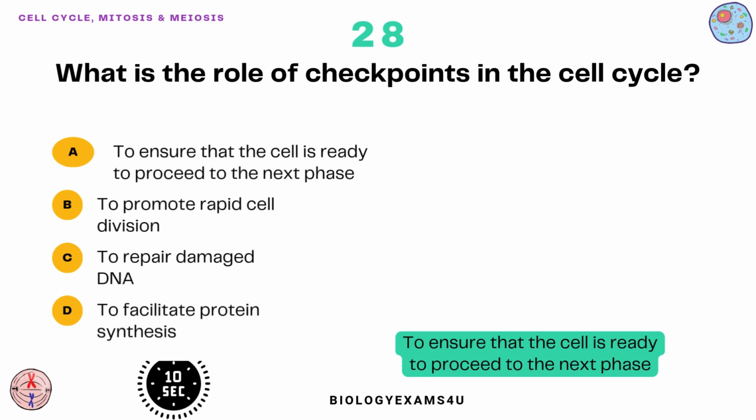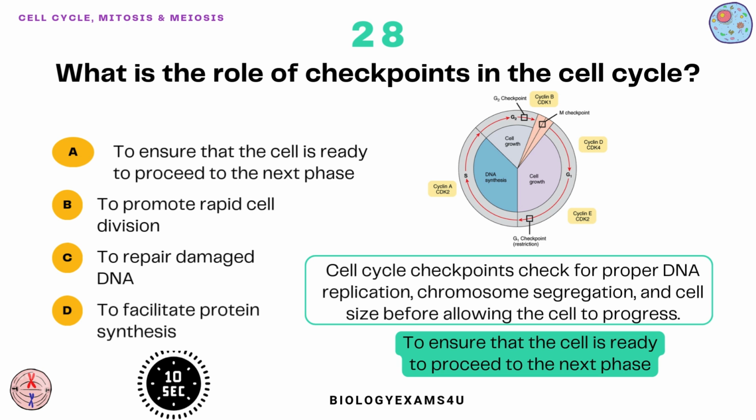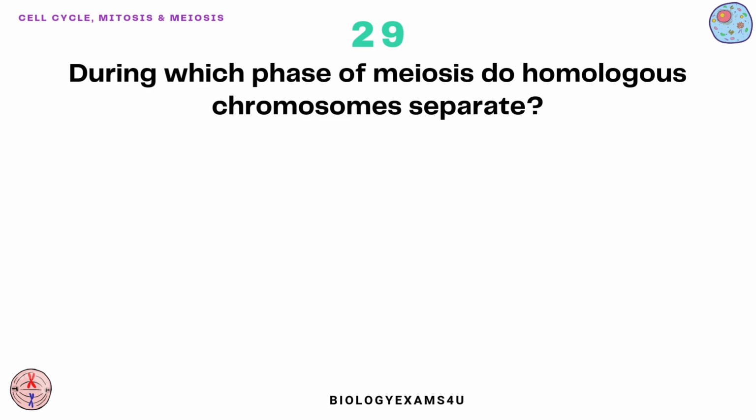The answer is to ensure that the cell is ready to proceed to the next phase. Cell cycle checkpoints check for proper DNA replication, chromosome segregation, and cell size before allowing the cell to progress to the next phase. Question number 29.